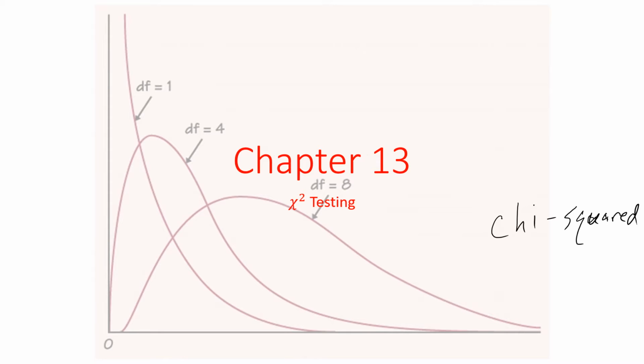So we're going to test a few different things. The first section is on tests for goodness of fit. Now, this is testing to see if what we think the expected counts or the expected proportions are actually what they are.